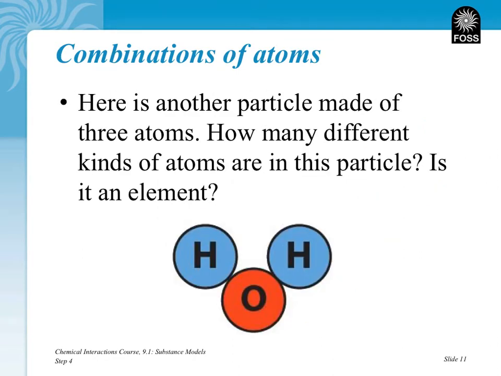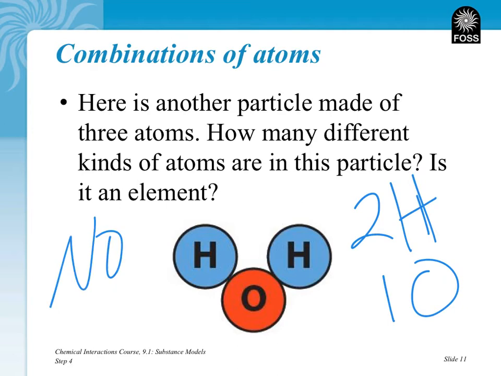Now here's another one made of 3 atoms though. How many different kinds of atoms are in this particle? And is it an element? In this case, you can see that there's blue dots represented with the H, that's hydrogens, and the red dot represented with the O, that's oxygen. And there are 2 H's and 1 O. Is this an element? No, because it has 2 different elements in it.